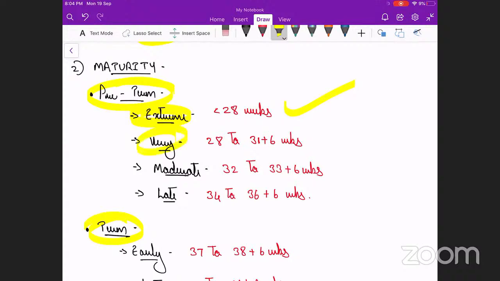Very preterms are the ones who are born from 28 to 31 plus 6 weeks period of gestation. Moderate preterms are the ones born between 32 to 33 plus 6 weeks. And late preterms are the ones born between 34 to 36 plus 6 weeks. Fine, this is to sum up: extreme preterm, very preterm, moderate preterm, and late preterm.